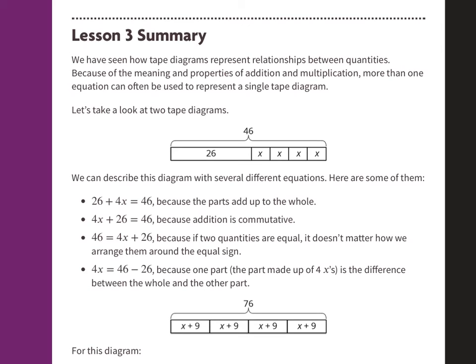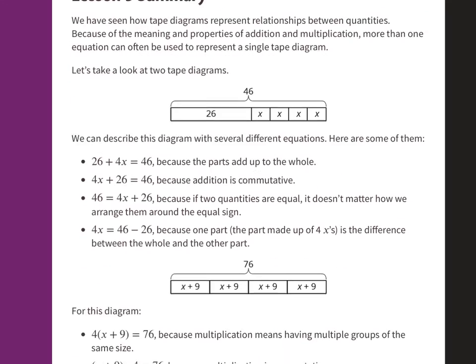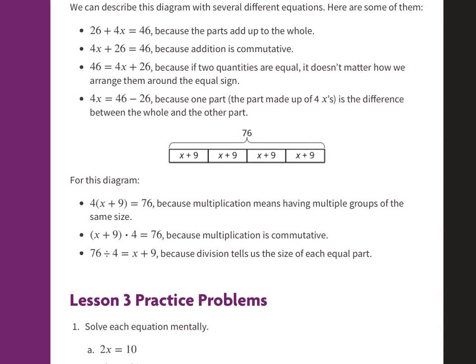26 plus 4x equals 46 because the parts add up to the whole. Or you can flip the order, 4x plus 26 because addition is commutative. Or you can flip the whole thing around, 46 equals 4x plus 26 because if they're equal, it doesn't matter which one comes first. Or we can go 4x equals 46 minus 26 because one part, the part made up with 4 x's, is the difference between the whole part and the other part. Okay? Or it's the first step in solving the equation.